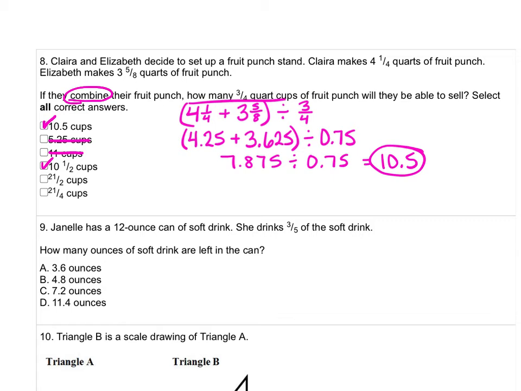Now 21 over 2, we want to check that. 21 divided by 2 is 10.5. So that's the same. And 21 over 4 we would think is not going to work, but we could check it. 21 divided by 4 is 5.25. So that doesn't work.